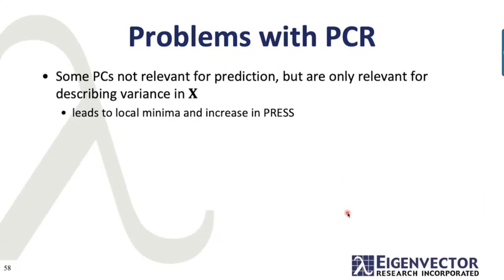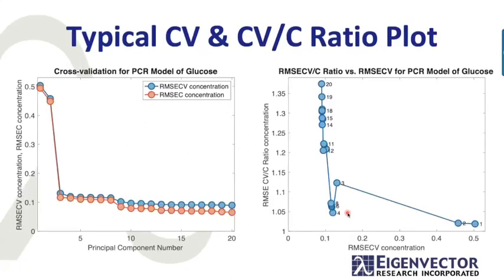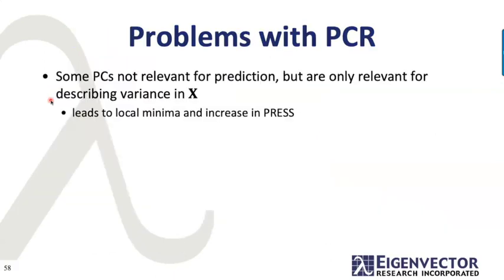The problem with PCR is that you get some PCs that aren't relevant for prediction. They're only relevant for describing variation in X. And an example of that is kind of this one here. This factor really didn't do much to improve prediction. It just described variation in the data. That's why it's here. And that leads to a local minima, an increase in PRESS. That one actually wasn't a local minima, but I hope it illustrates the point a bit.